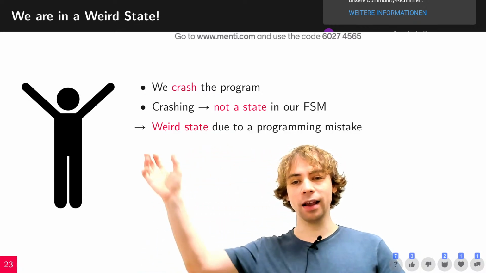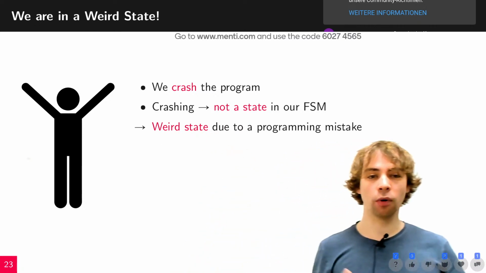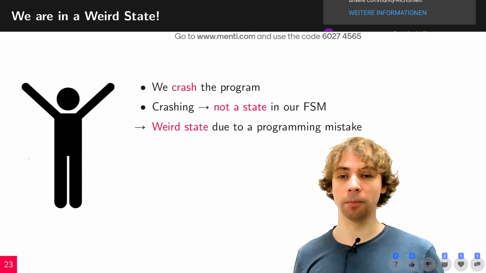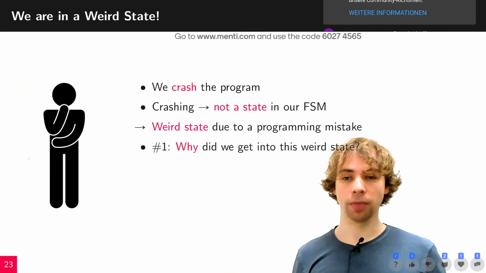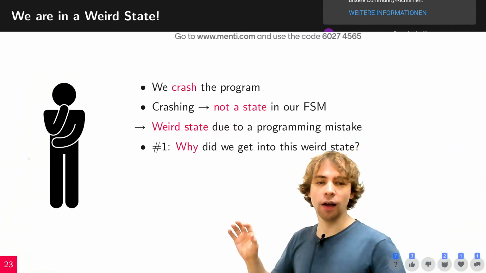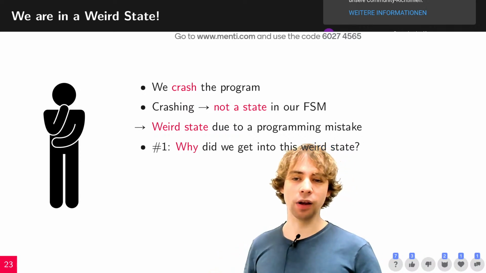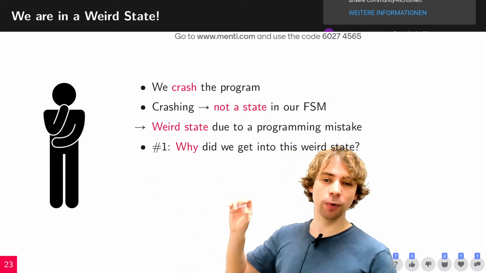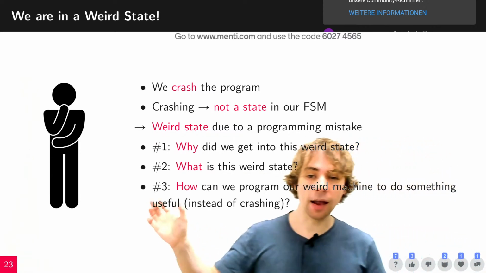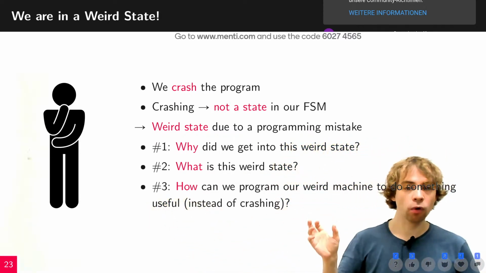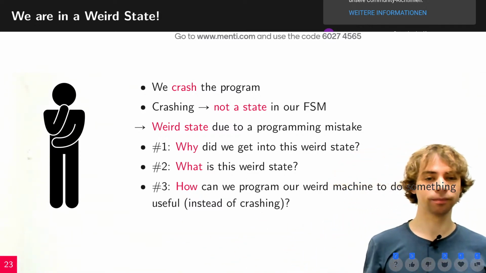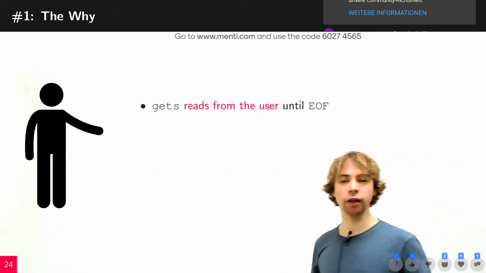So this weird state was due to a programming mistake. Our finite state machine didn't have this state in it. How did we get into this weird state? So we should answer these three questions maybe. Why did we get into this weird state? What is the weird state? And third, how can we program our weird machine to do something useful instead of crashing? So let's do that. First, the why.